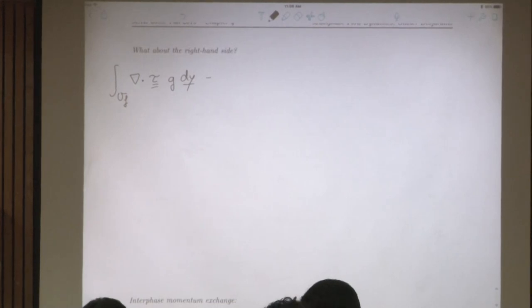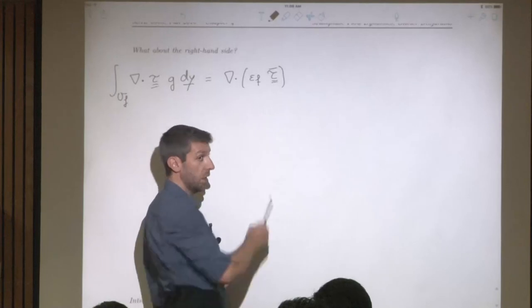And now, this guy, we can again apply the same rules. Nothing different here. So it's going to be the divergence of an epsilon fluid times the filtered fluid stress tensor. And again, there's no tilde here because this is not pre-multiplied by density for this guy.